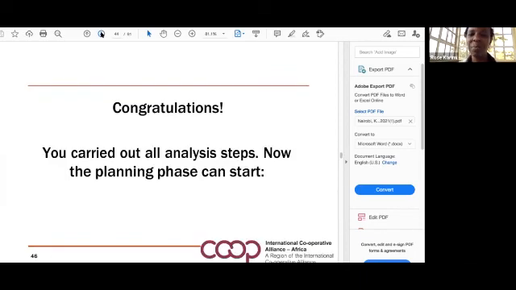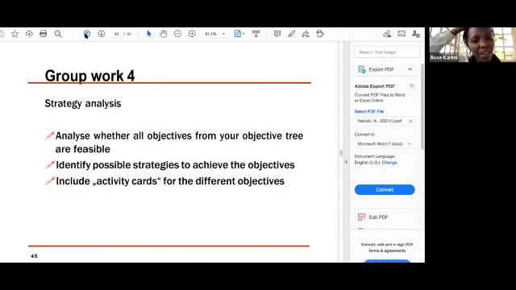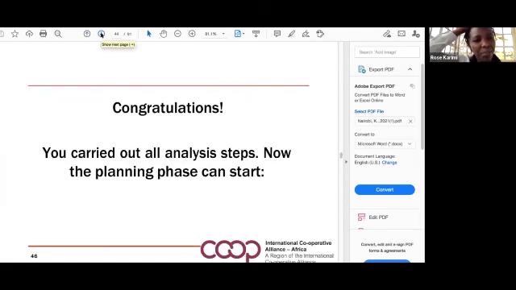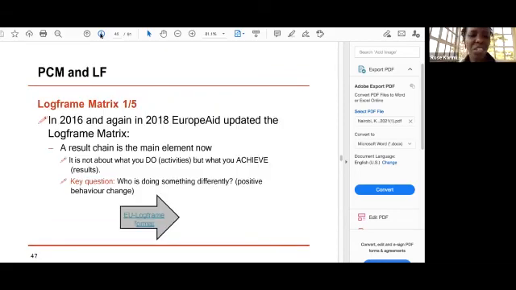I think because of time, we may not be able to do another group work. So we are done with our analysis phase. Now next is to go to the planning phase. And in the planning phase, I said we are trying to develop the logic or the log frame matrix. And a log frame matrix will involve what we call the result chain. And it's not about the activities, it's about what you achieve.